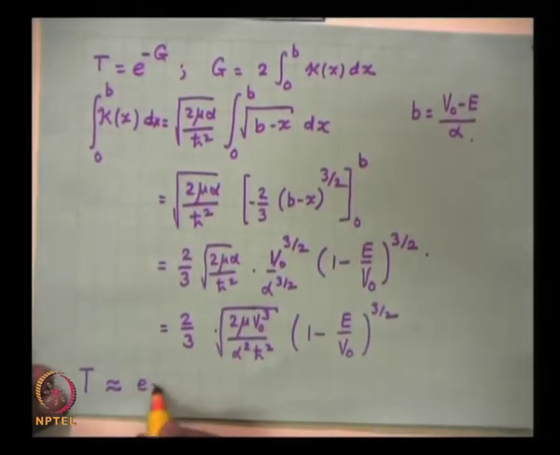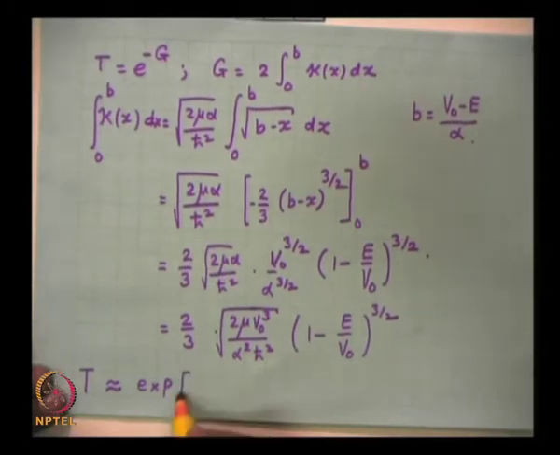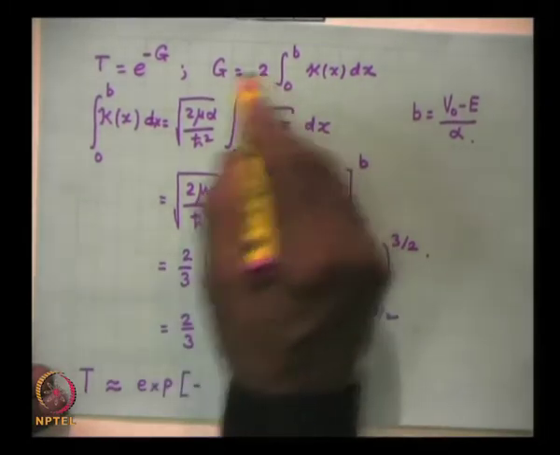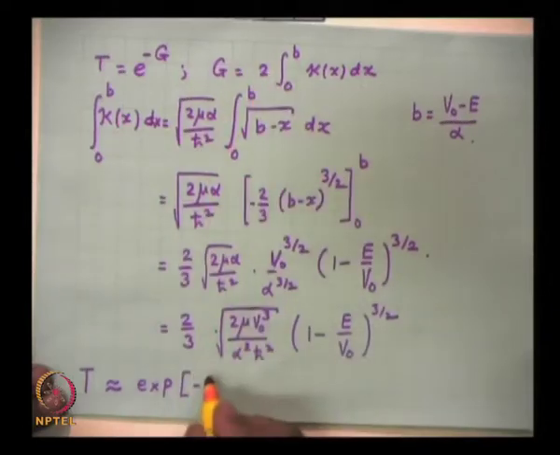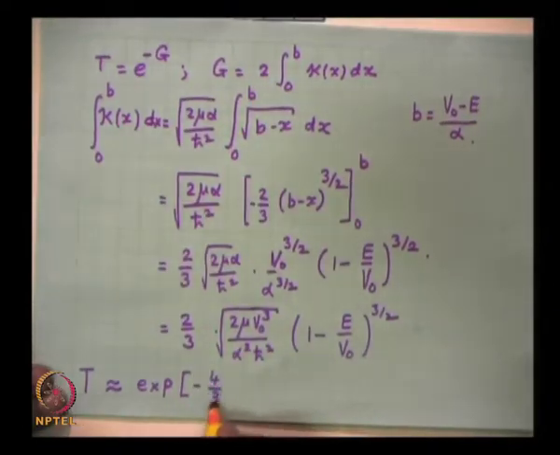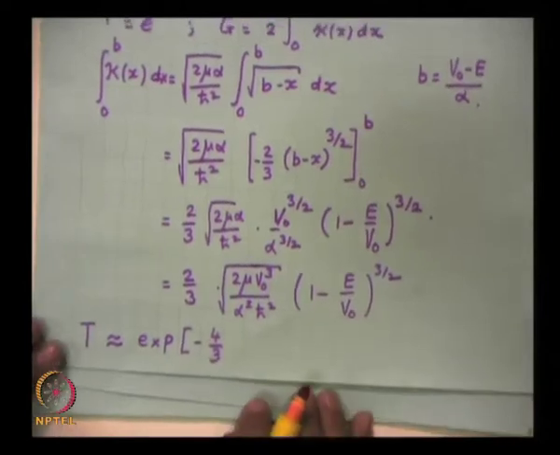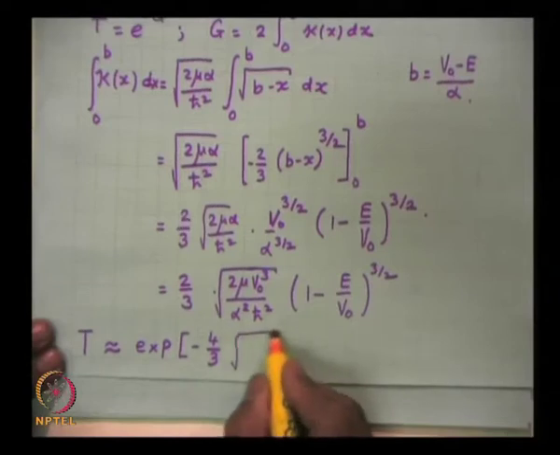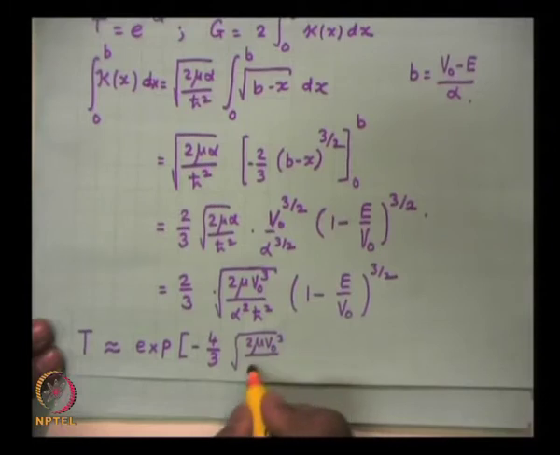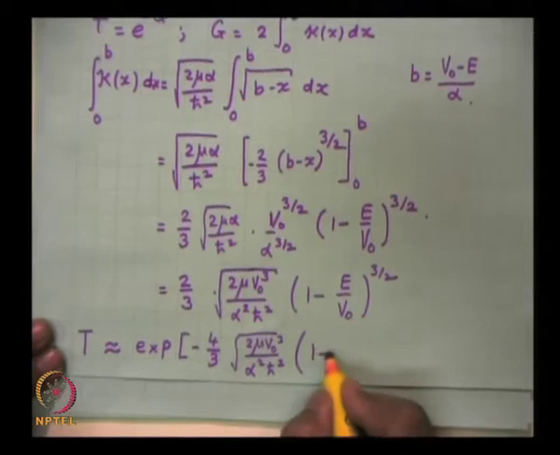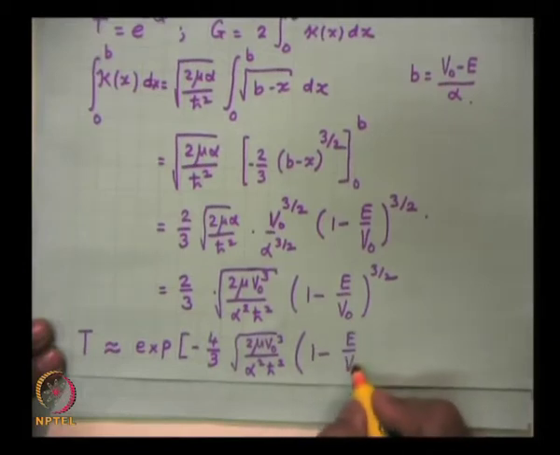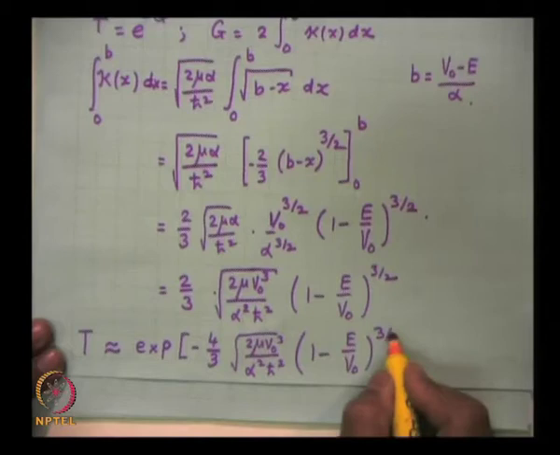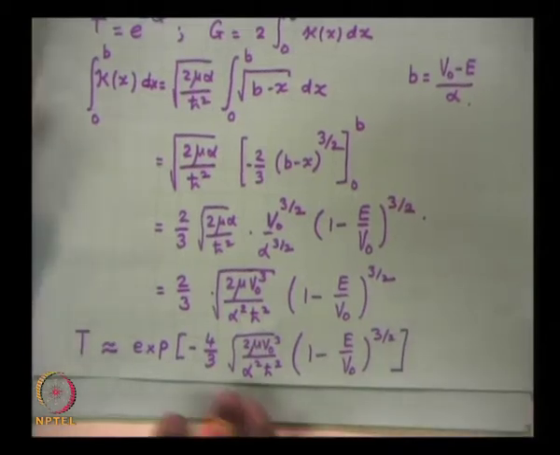So, exponential minus 4 by 3 times the whole quantity, and this is a dimensionless parameter. It is always convenient to put parameters in terms of dimensionless parameters. This is multiplied by 1 minus E by V 0 raised to the power of 3 by 2. So, this is the tunneling probability.